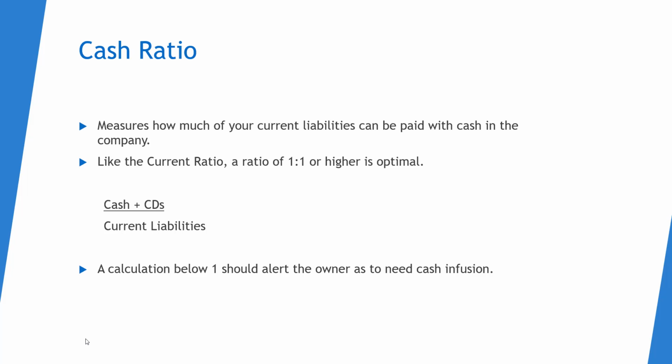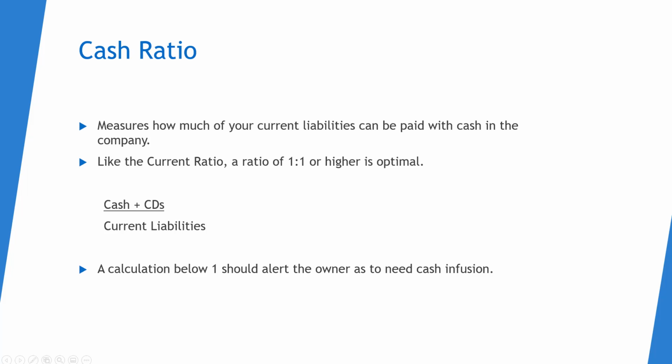Because a lot of times, as a small business owner, you start making money, seeing the cash build up, and you're like, well, how much can I pull out? Well, this is a quick little way to say, okay, I definitely don't want to go below 1 on this calculation. And then I also want to make sure I have 15 to 30% in the cash ratio or the cash reserves that we're definitely going to want to have. This is one of those higher level calculations that we want to see.